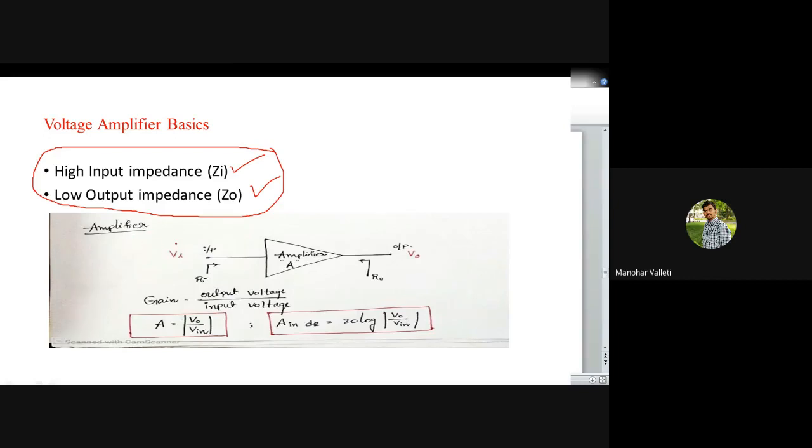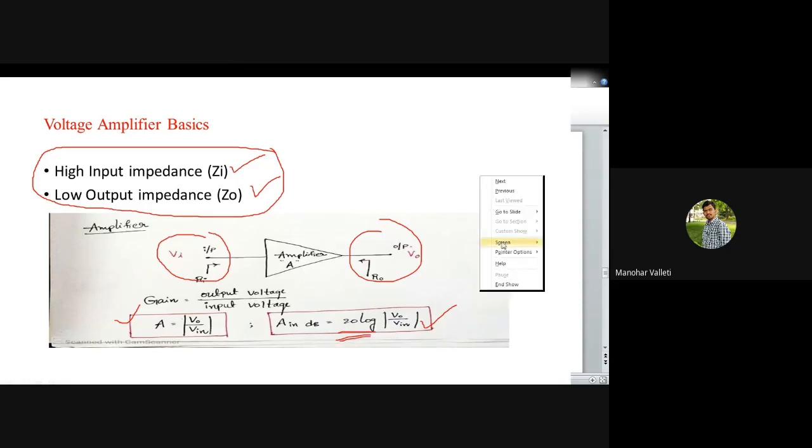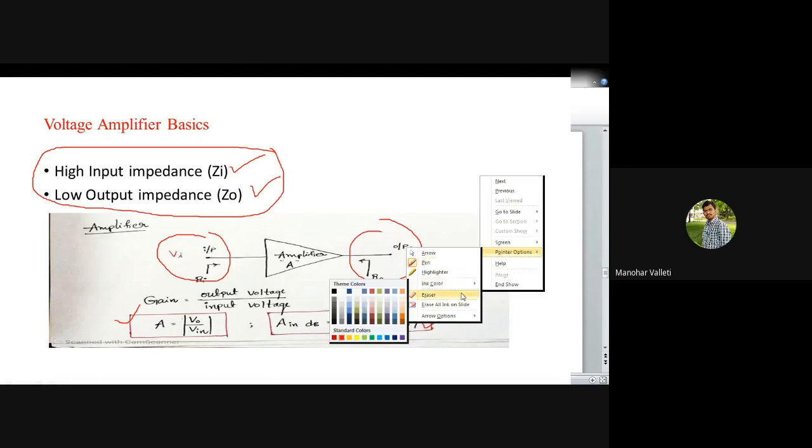So whatever I discussed till now, generally an amplifier will have one input and one output. So amplifier gain is output by input. If you mention the amplifier gain in dB, as the gain is in voltage, we will use 20 log. And one more term here, Ri and R naught.